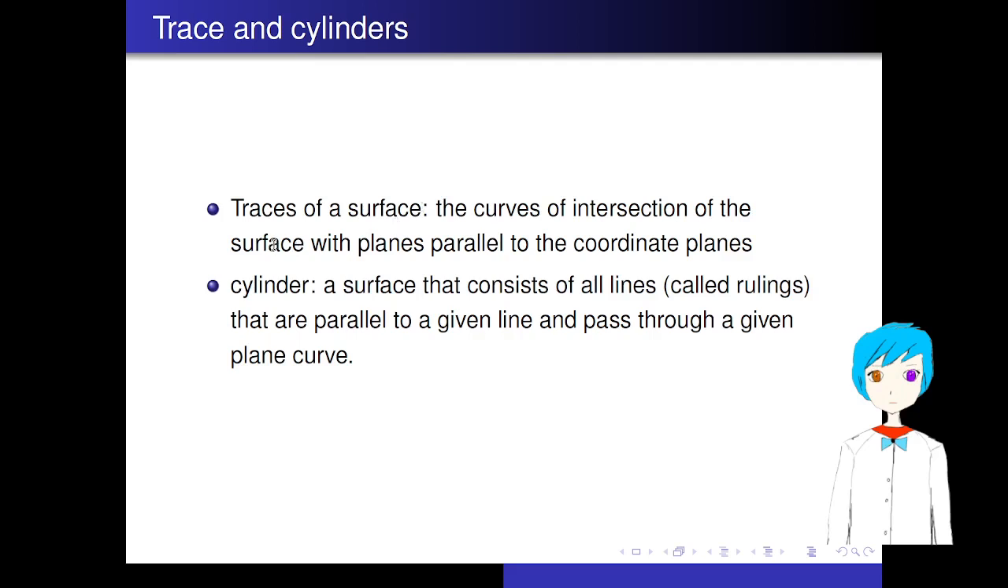Then we define cylinders. A cylinder is a surface that consists of all lines, which are called rulings, that are parallel to a given line and pass through a given plane curve. Think about the common cylinder, which can be written as x squared plus y squared equals 1. This will be a cylinder in 3D space.